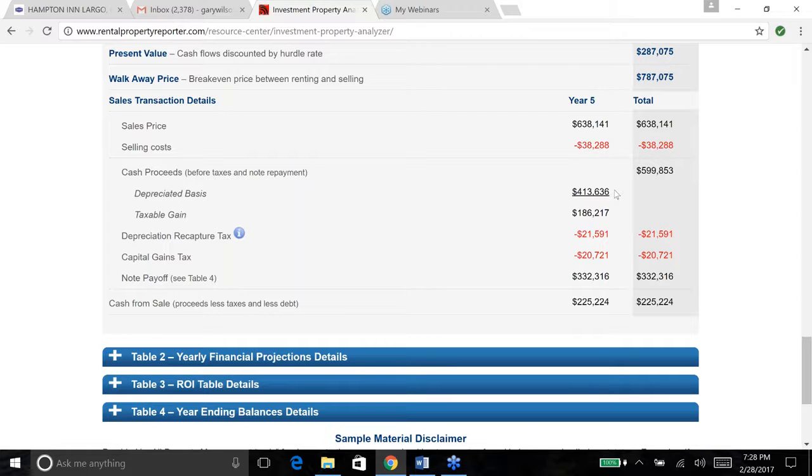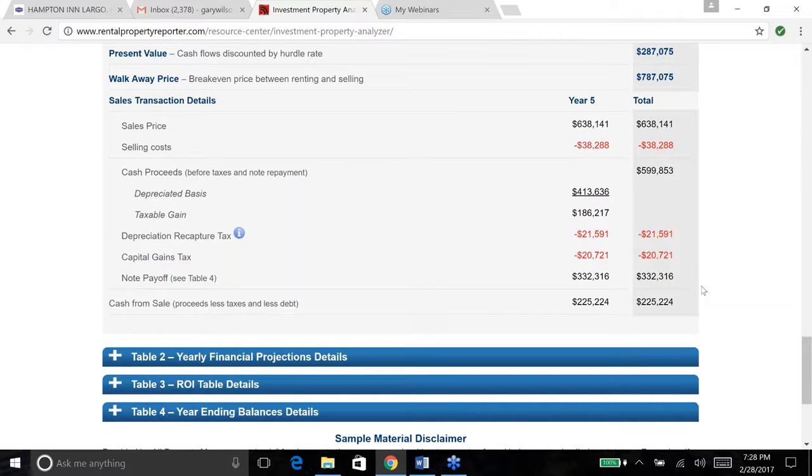In other words, you depreciated it at roughly 3.41% for 5 years, and that took your 500,000 cost basis down to 413. Taxable gain, you add that back in. Depreciation recapture tax, in other words, the depreciation you took, you've got to pay 25% tax on that. That's 21,591 tax. That's your tax you paid on recapturing that 85,000 depreciation. Capital gains tax is actually 20,000.